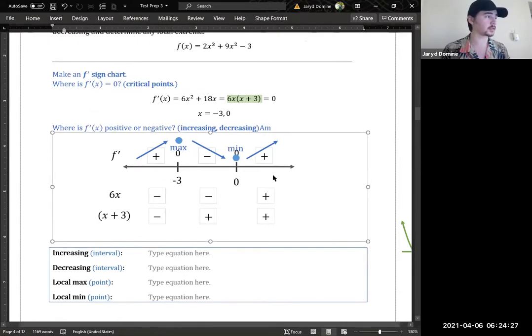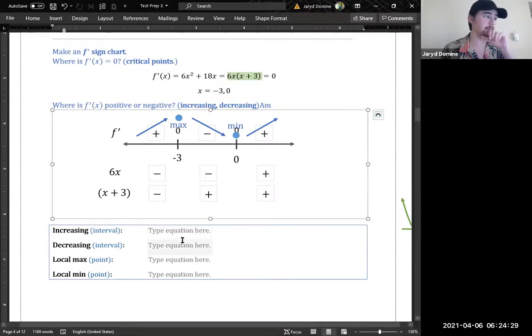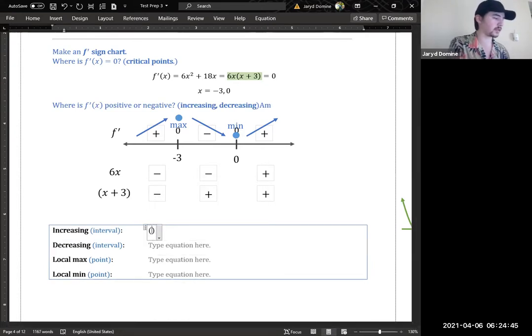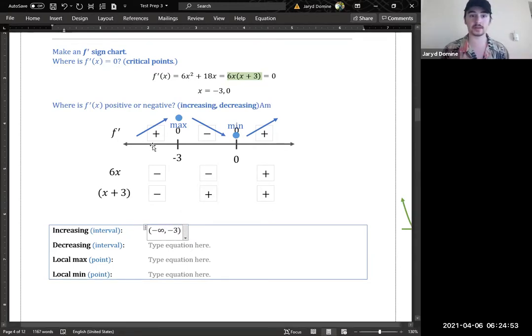Looking at this now, I can write out these intervals. Increasing is where it's positive. There are two different intervals, the part on the left and the part on the right where it's positive. The one on the left extends down to negative infinity and goes up to -3. That's how I write the left interval.